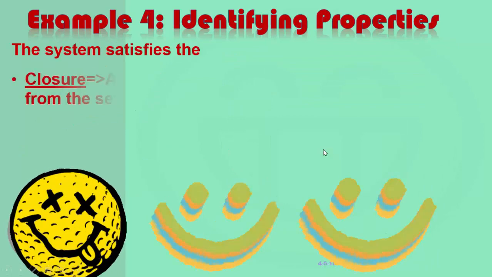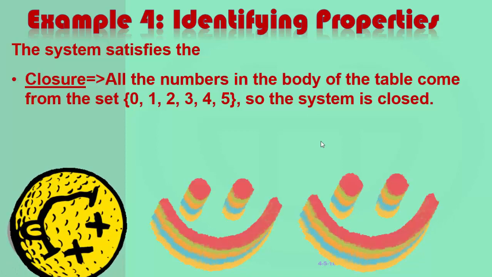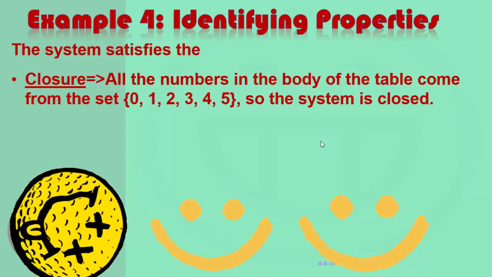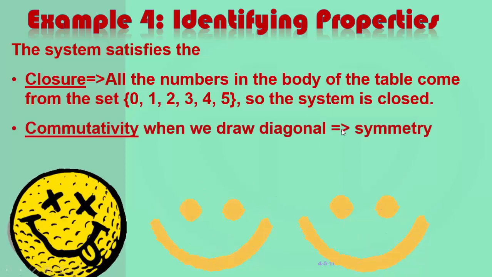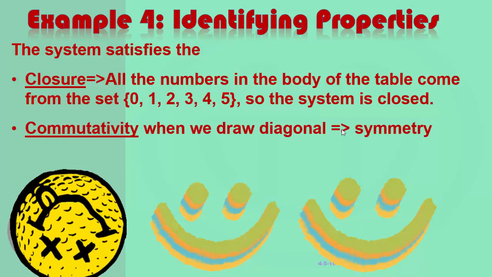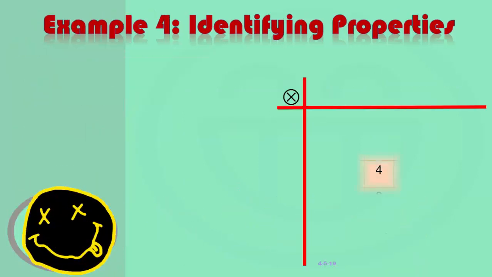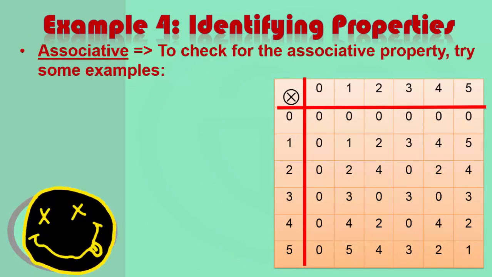So the system satisfies closure. All the numbers in the body of the table come from the set 0, 1, 2, 3, 4, 5. So the system is closed. Commutativity, when we draw the diagonal, we get symmetry. Associativity, well, this one we actually have to check with some examples.